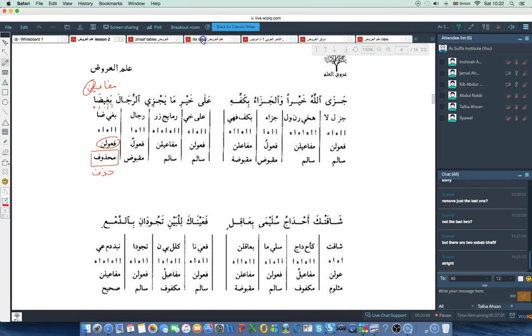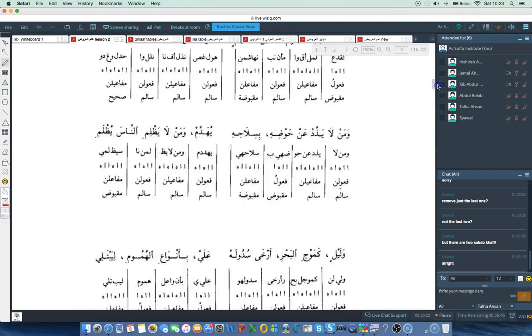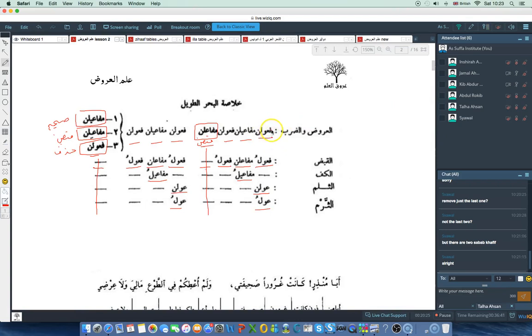Okay, so if I say to you, the change of hadaf has taken place, all that simply means is a sabab khafif has been removed. Now, imagine we applied hadaf to fa'ulun. What would be left? Imagine we applied sabab khafif hadaf to this fa'ulun. What would be left? Yeah, fa'ul. Have you got that? Imagine we applied hadaf to mafa'ilun. What would be left? Mafa'i. Does that make sense?